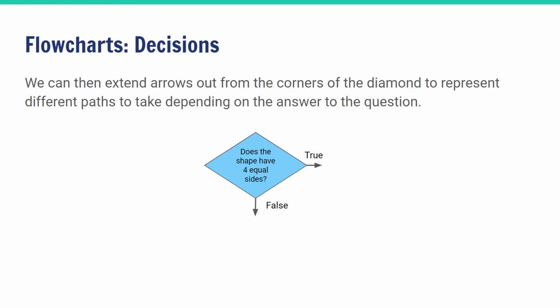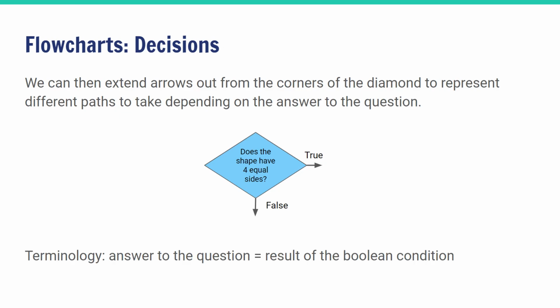After we've popped the question inside the diamond shape, we can then extend arrows out from the corners of the diamond to represent different paths that our algorithm can follow depending on the true or false answer to that question. Another terminology here is, instead of saying answer to the question, we're going to use the words result of the Boolean condition. Remember, Boolean condition was the true or false question, so the answer is the result.